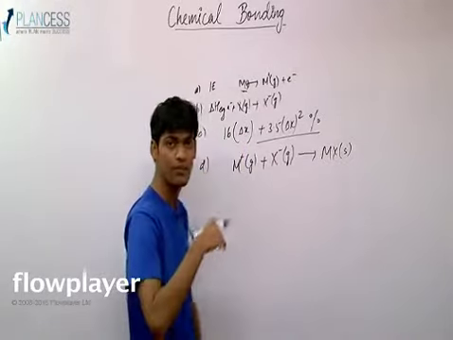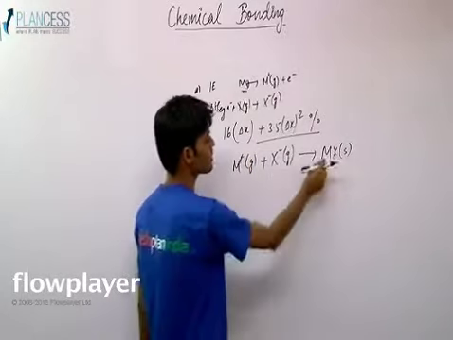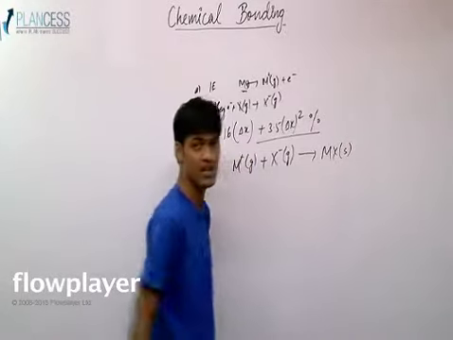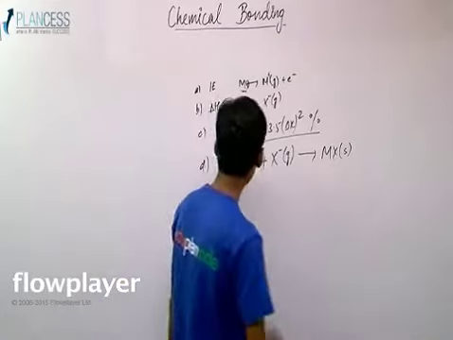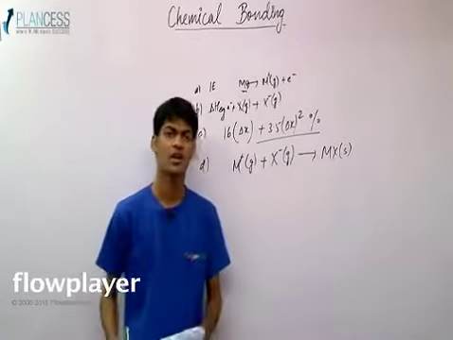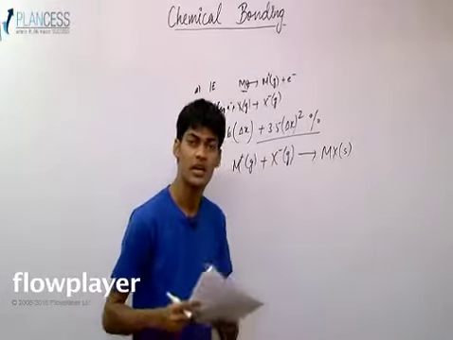So if the lattice enthalpy is very high, then the energy released on combining would be very high in this case, and this will favor the formation of an electrovalent bond. So now the next question arises: what are the factors on which the lattice enthalpy depends?